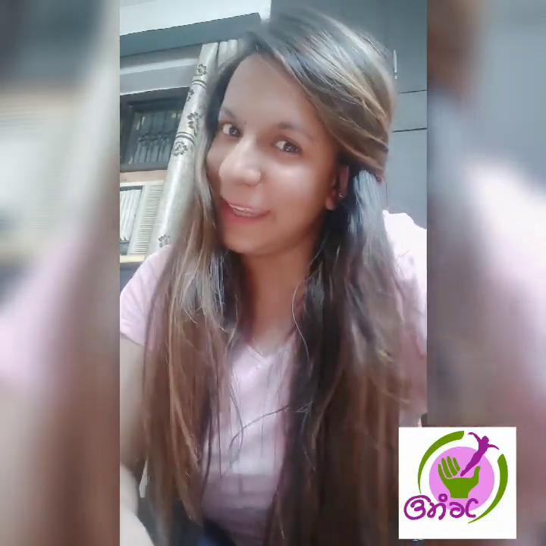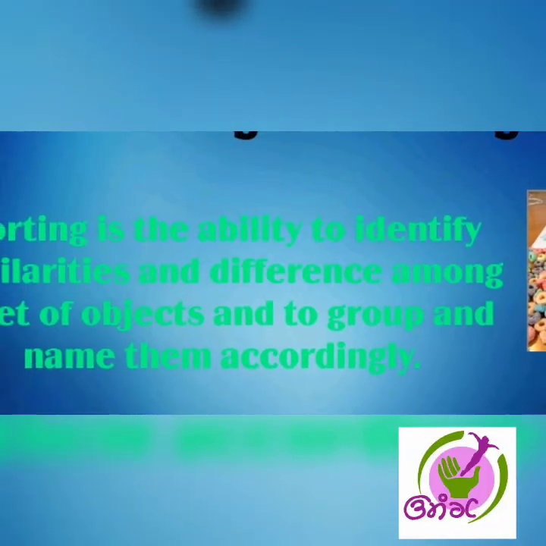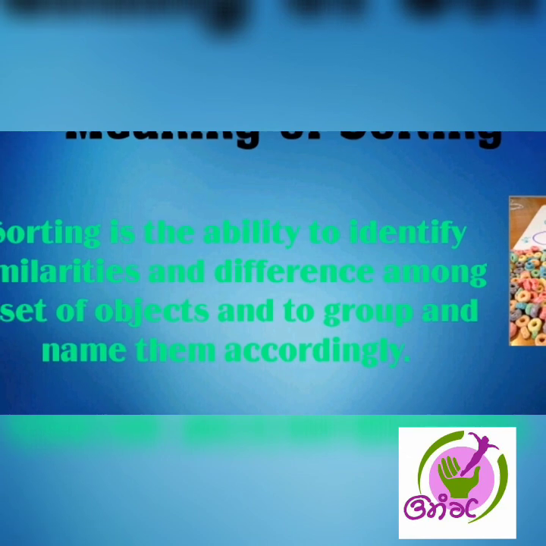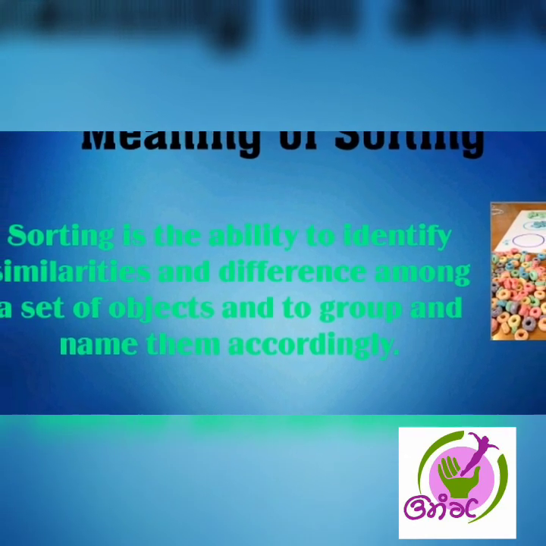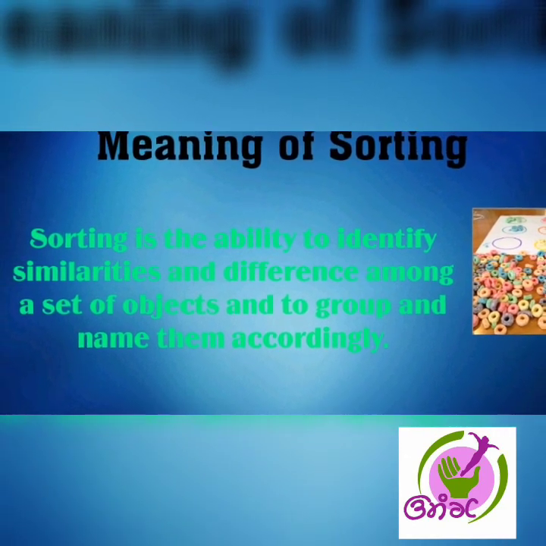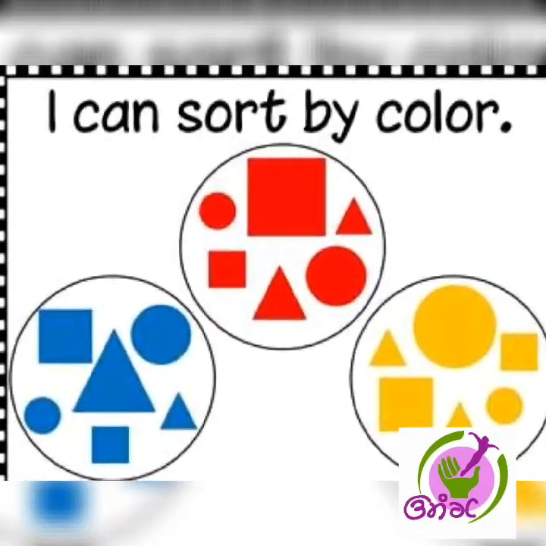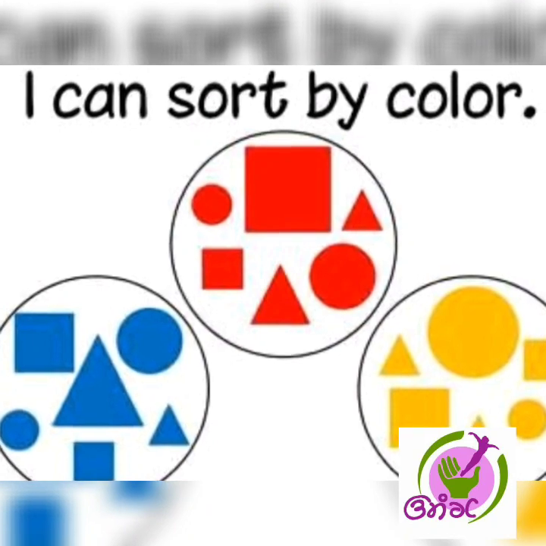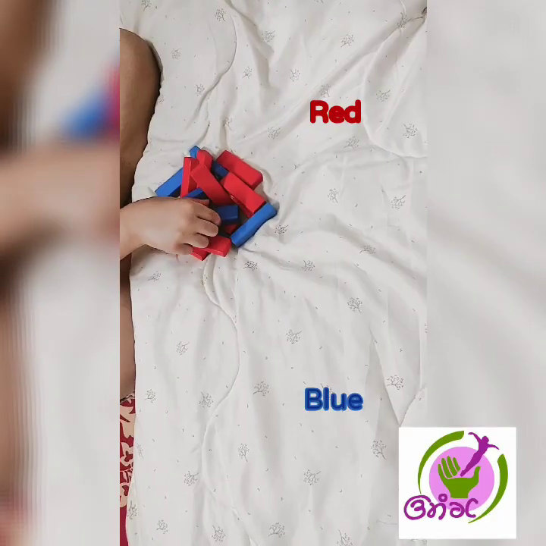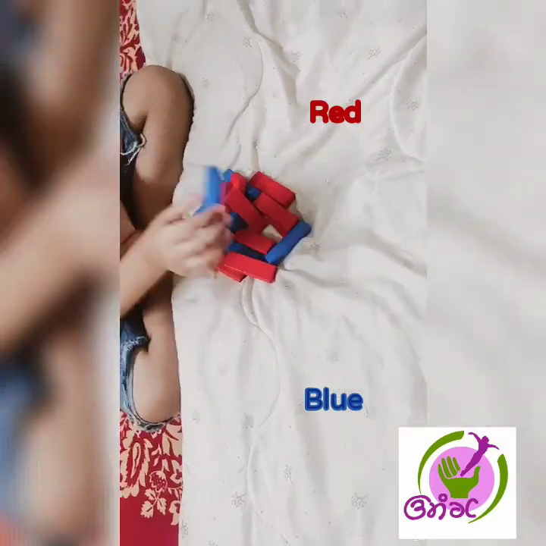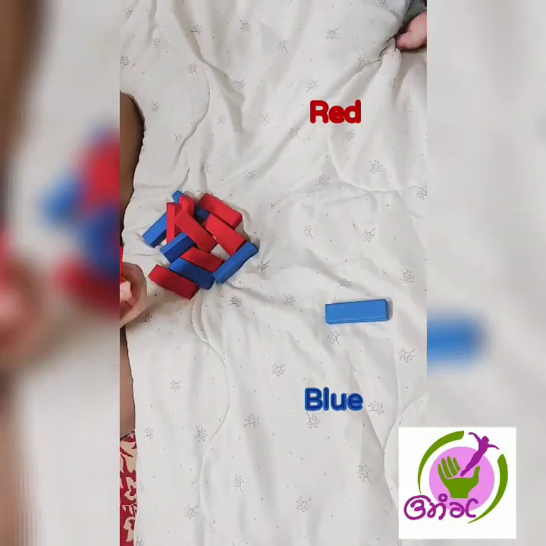So come with me. Sorting is the ability to identify similarities and differences among a set of objects and to group and name them accordingly. I can sort by shape, color and size. In this I am sorting by color. We typically narrow the task down to sorting by two colors.